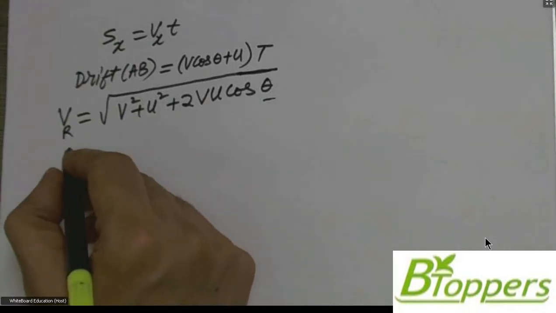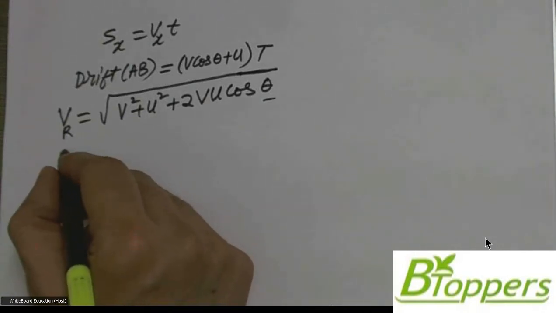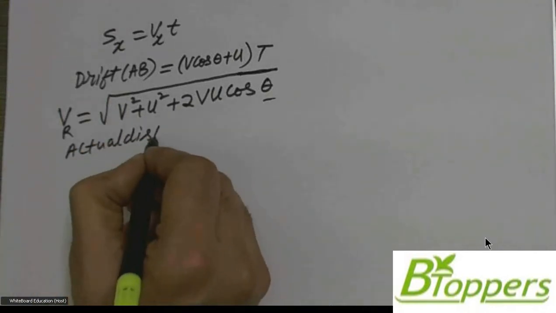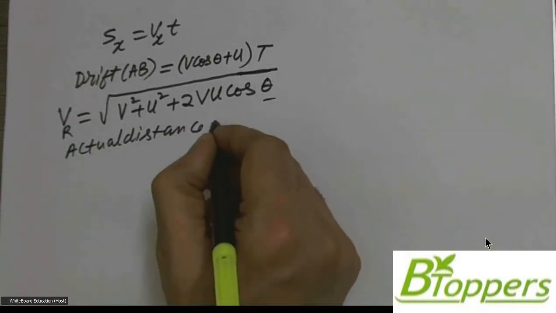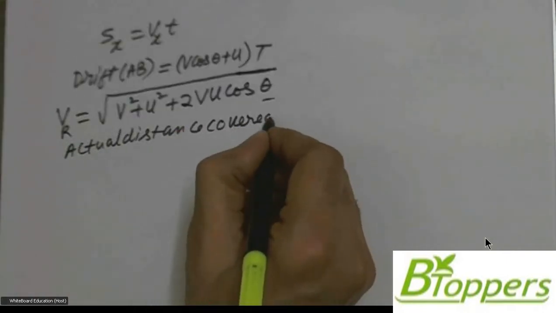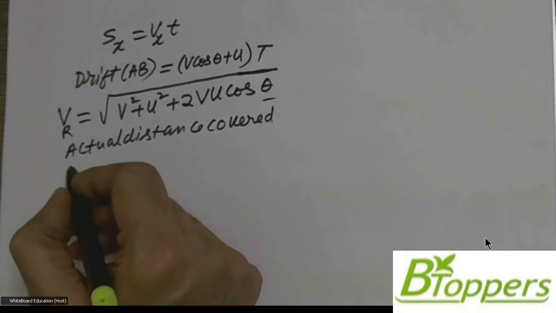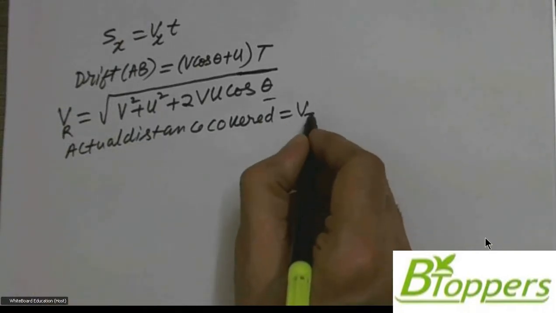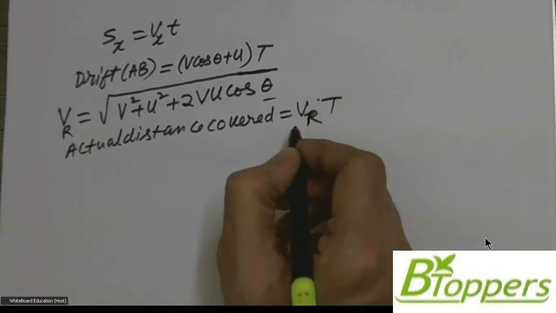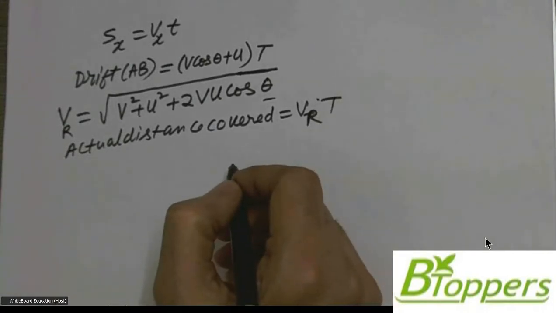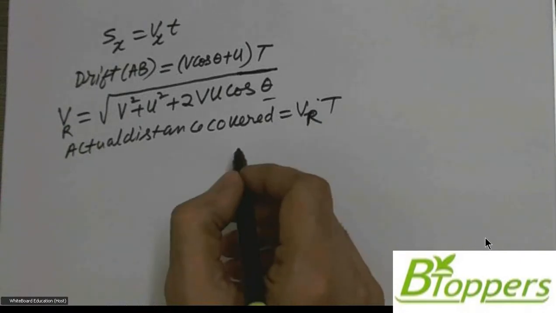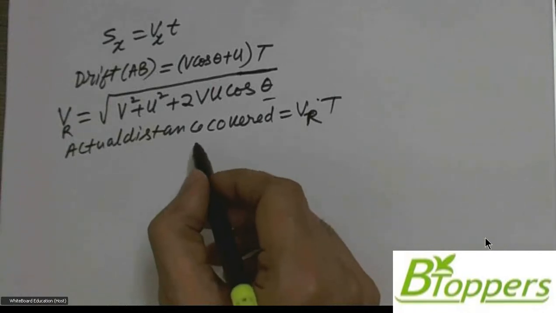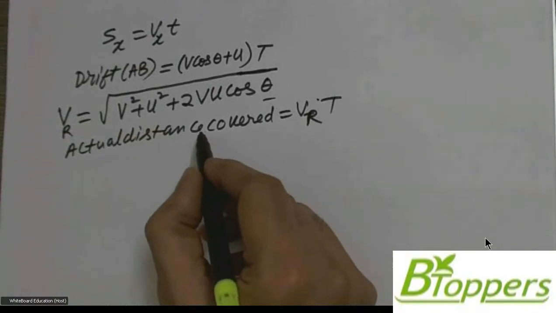So the magnitude of the actual displacement, or actual distance covered by the boat while crossing the river, is the same as the magnitude of the actual displacement because the velocity is uniform here. That is equal to the magnitude of the resultant velocity into time interval. So that is the general procedure we follow for the problems on a boat crossing the river.